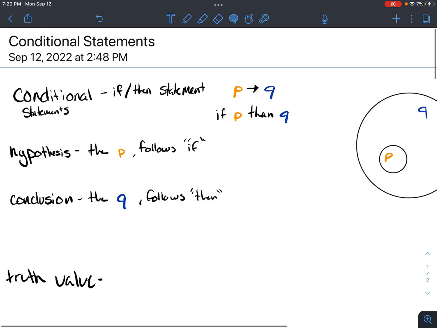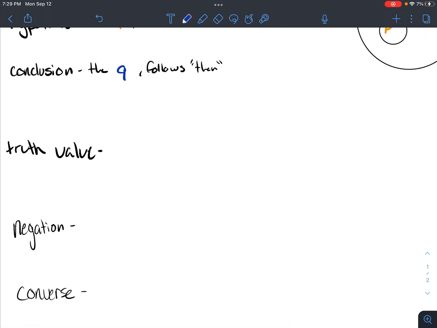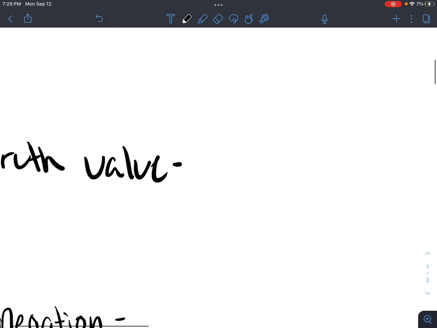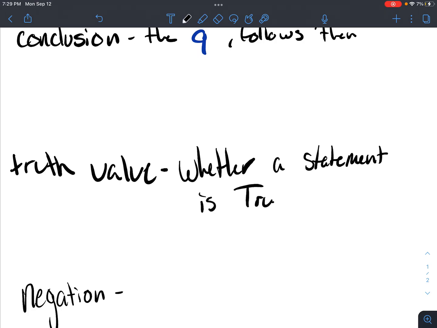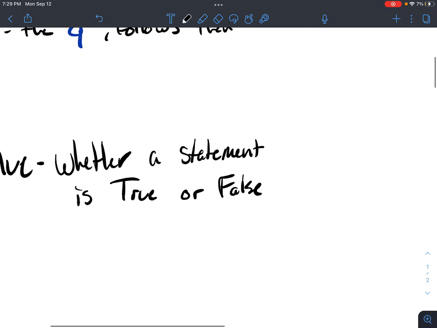The next thing that I'm going to mention is this truth value. So this truth value is basically whether a statement is true or false. And it's most commonly denoted as T or F. We usually don't write out true or false. And you'll see once we get into some charts how the true and false kind of falls into that.